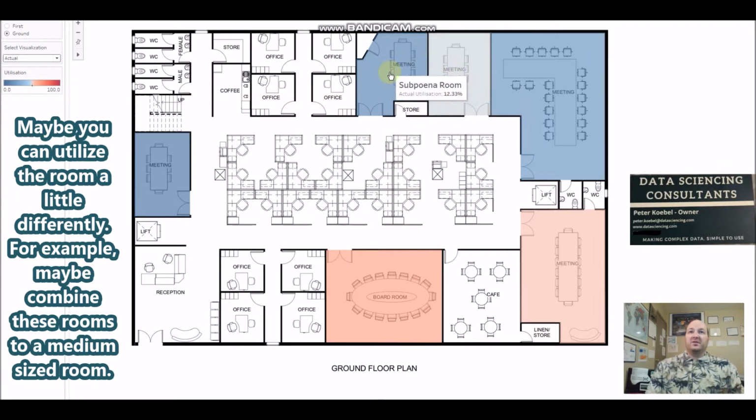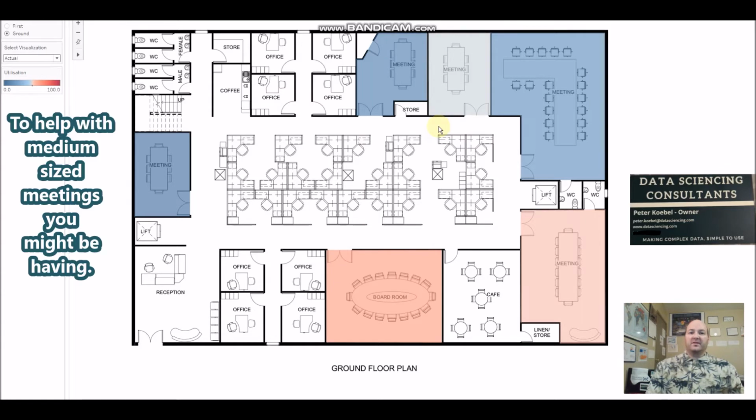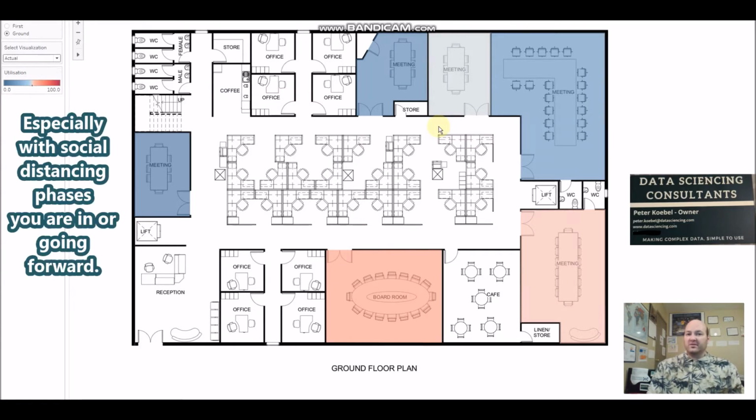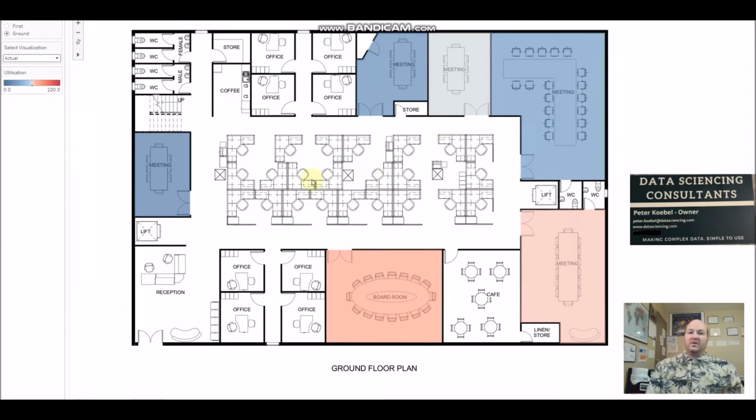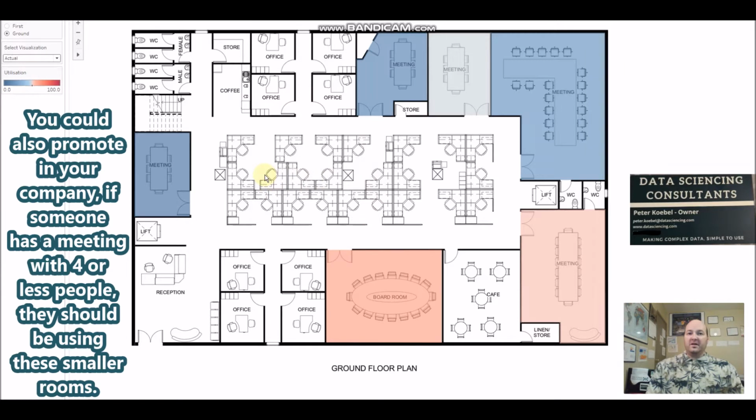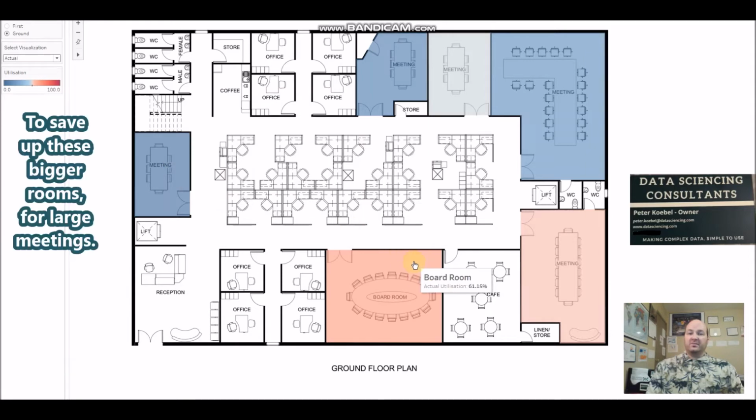For example, maybe combine these rooms into a medium-sized room to help with medium-sized meetings you might be having, especially with social distancing phases you're in or going forward. You can also promote in your company, if someone has a meeting with 4 or less people, they should be using these smaller rooms to save up these big rooms for large meetings.